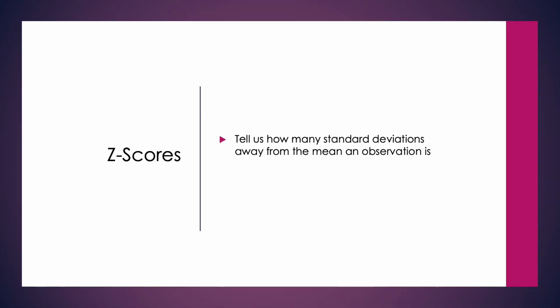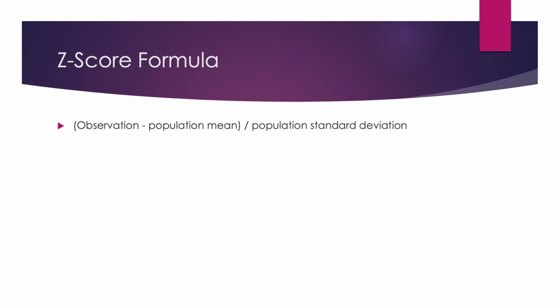In the previous video, we touched on z-scores and how to calculate a z-score and what it tells us. Z-score will tell us how many standard deviations away from the mean an observation is. And again, the z-score formula is our observation value minus the population mean divided by the population standard deviation.